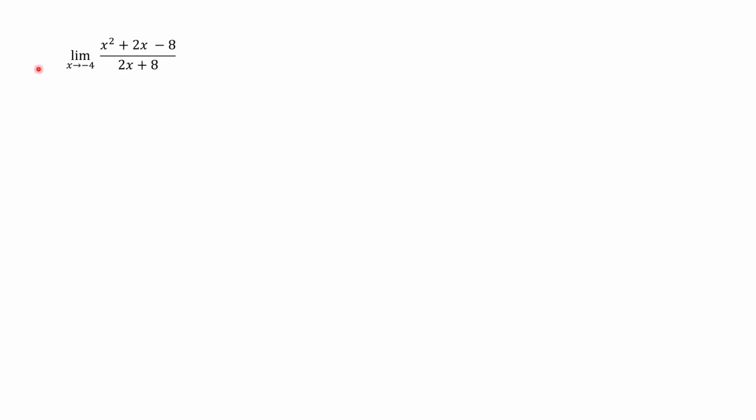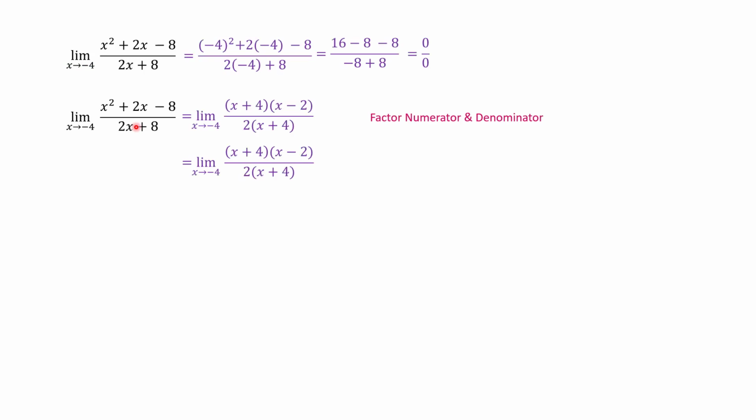For example, can you guess what is the common factor that will be cancelled in this question? Note that x approaches negative 4. So the common factor is x plus 4. The common factor is x minus negative 4, which is equal to x plus 4.